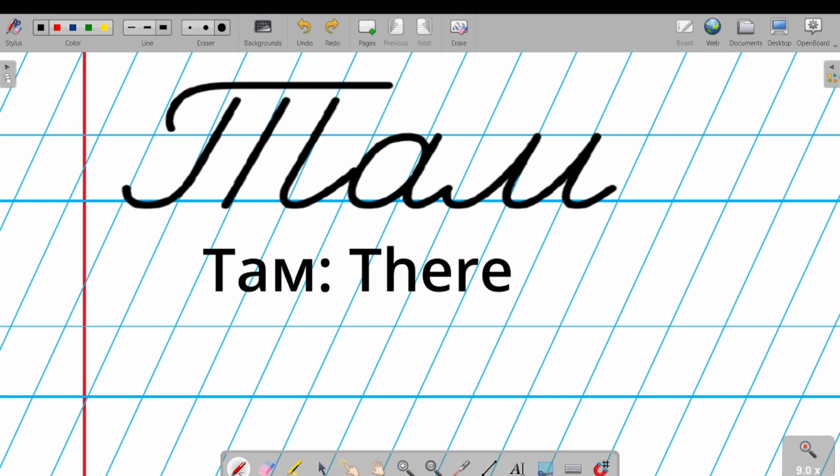Let's learn our vocabulary word for the letter T. It's the word tam. This is a very common word in Russian. Tam is a word that means there. Let's write it.